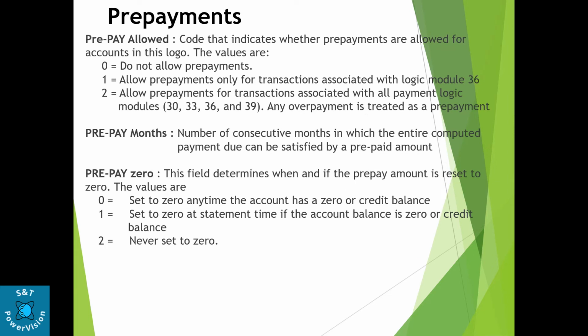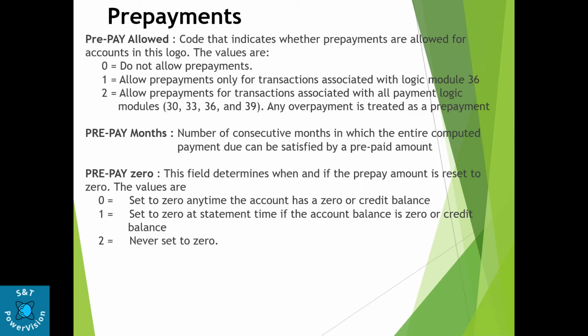The prepay allowed code indicates whether prepayments are allowed for accounts in this logo. The values are: zero, do not allow prepayments. One means allow prepayments only for transactions associated with logic module 36. Two means allow prepayment for transactions associated with all payment logic modules like 30, 33, 36 and 39. Any overpayment is treated as a prepayment.